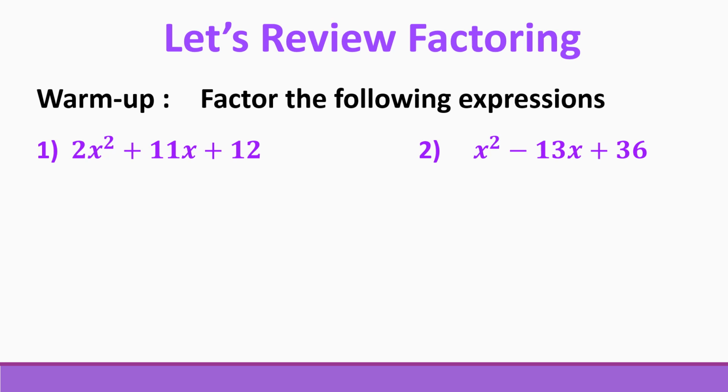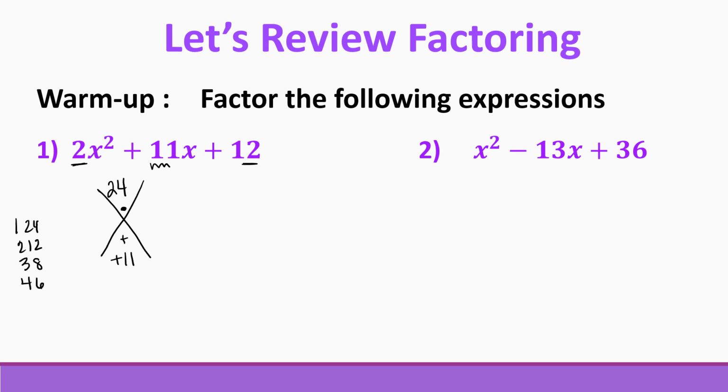I know a lot of you like to use the visual method, so I'll show you that method first. In order to use this visual method, we take the leading coefficient and multiply it by the constant. So what multiplies to 2 times 12, which is 24, and has a sum of that middle value, positive 11? In this case, I'm looking for my factors of 24: 1 and 24, 2 and 12, 3 and 8, and 4 and 6.